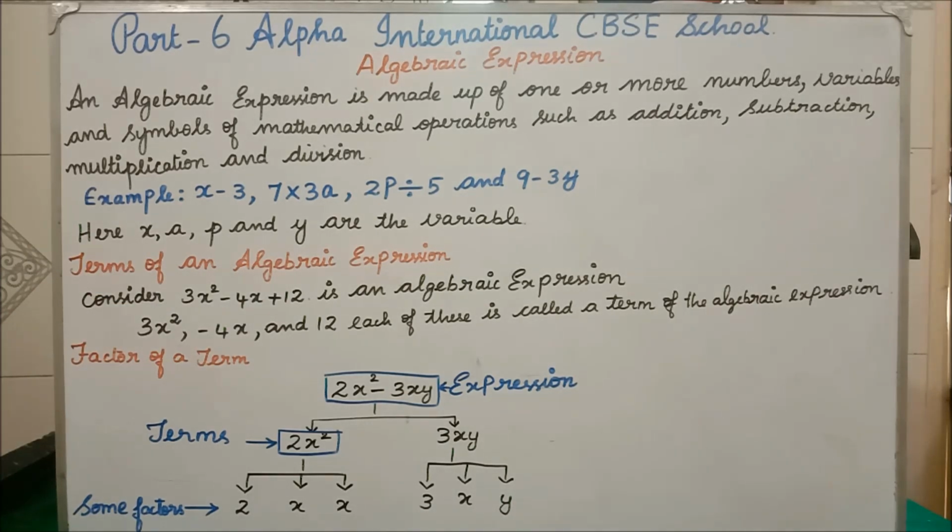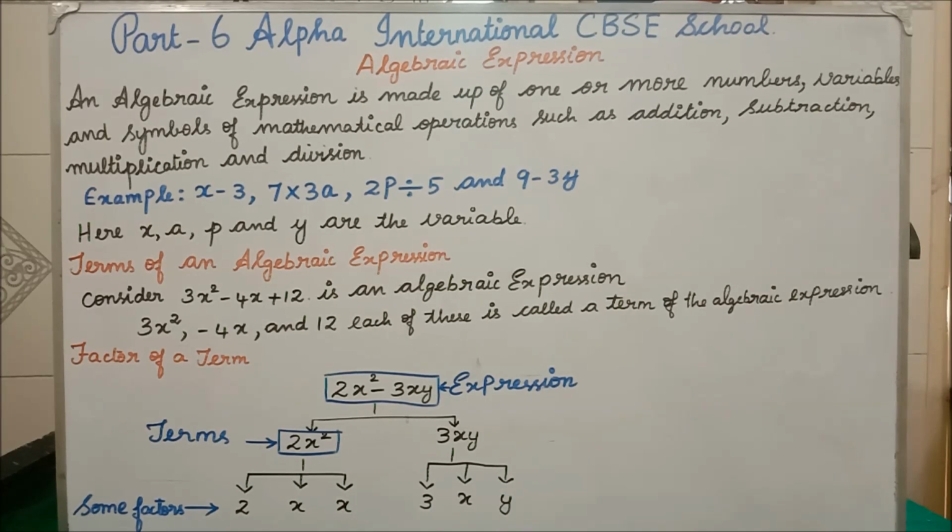Now we will see. 3x square: x square is nothing but what? It is a variable. Minus 4x: this x is again a variable. If you see the last number 12, do we have any variable for that? No, we do not have any variable. Only the number 12 is there. Which means if an expression has only a number, that number is called a constant.